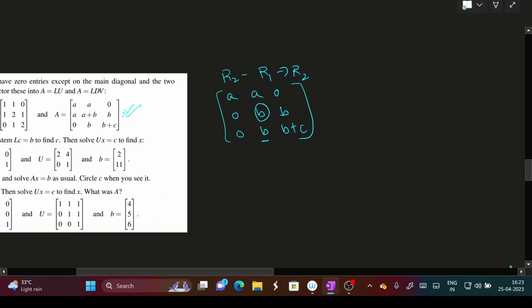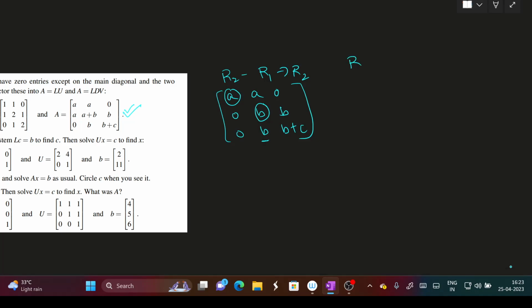This is a pivot element. This is already a pivot element. So R3 minus R2 stored in R3. How much am I getting? A, 0, 0, B, 0, 0, C. Now it is in upper triangular form. There is no doubt about it.